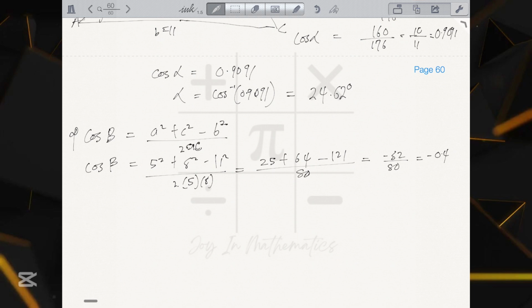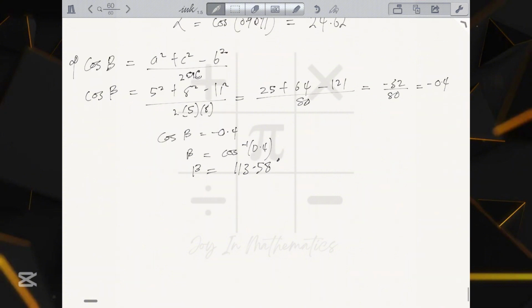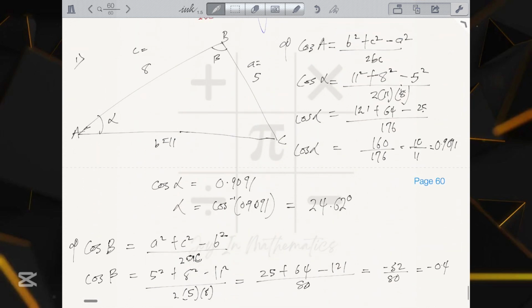Now, if we take the arc cos of negative 0.4, since cos beta is equal to minus 0.4, we will have our answer for beta using our calculator: 113.58 degrees. So yes, this is for beta, and you might also be asked to evaluate for gamma.